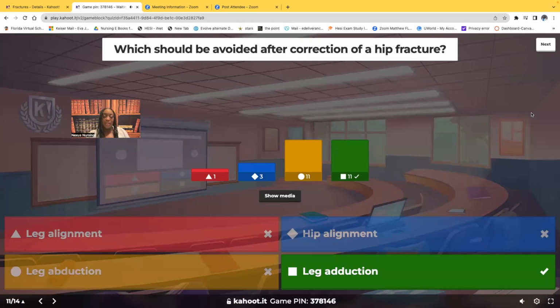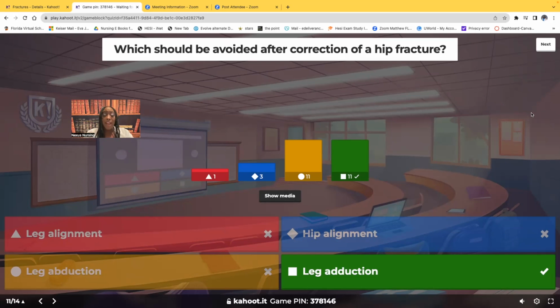All right, so it was a tie between leg abduction and leg adduction. So let's talk about the difference. Leg adduction, ADD, that's when you add things together. So leg adduction would be adding, putting those two legs together. We do not want that. You are going to pop that hip, right? We don't want that. We want leg abduction. We want the legs separated.